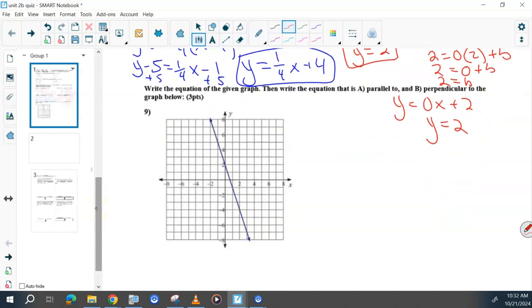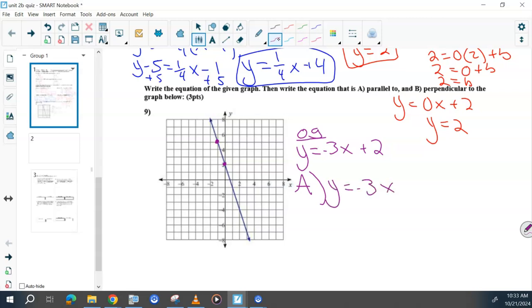That last one, you had to write the equation of the original graph. So some of us got these numbers but forgot the negative here. So this should have been y equals negative 3x plus 2 for the original, because we're going down and to the right or up and to the left. And then your parallel would be something with the same slope and a different y-intercept. Pick whatever you want, just not 2. And then the perpendicular, you would take that slope and flip it and make it positive. And then pick whatever y-intercept you want.